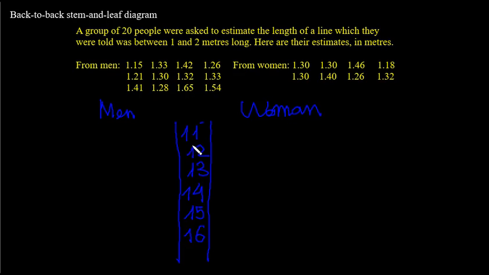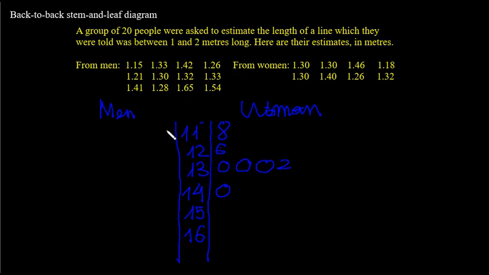For woman. So we'll start with the woman part. 1.18 was the smallest one, so we write here 8, and we have 1.26. We have 3 of them, 13, so we write 3 of them down, and we have 1 2 here, and the last one will be this one, 1.4.